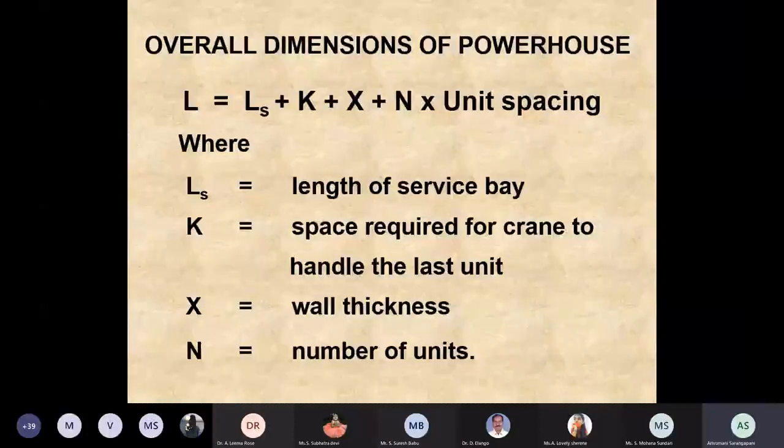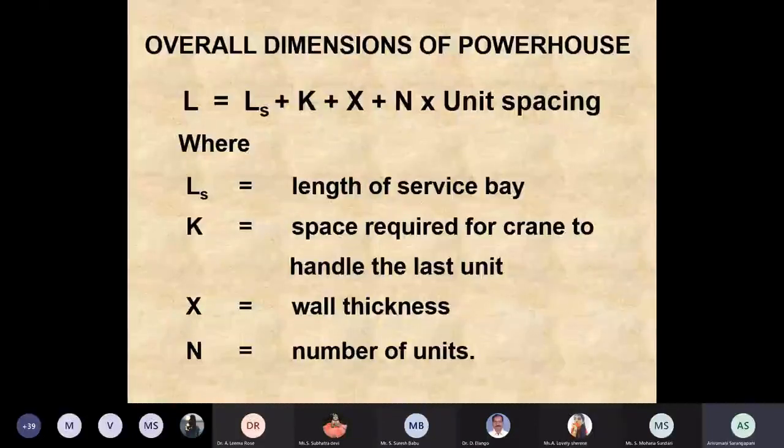And space required for the crane to handle the last unit. If I have 2 or 3 unit, 4 unit, 5 unit machine, then for the last unit I want to have some clear space to handle my machines. So that is K plus wall thickness at the end, wall thickness, and number of units. Unit is nothing but one machine. One machine is called 1 unit.